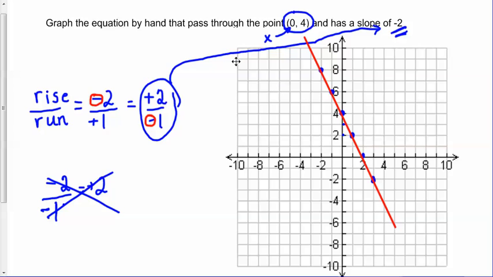And then the last thing to be sure to do is to put arrows on your line. Remember, that shows that the line continues forever. It doesn't just start where your pencil started and stopped where your pencil stopped. The arrows show that this line goes forever and ever and ever. And there's our final graph.